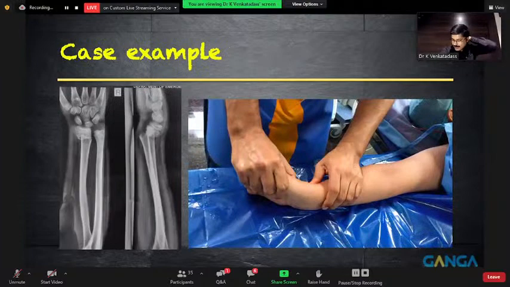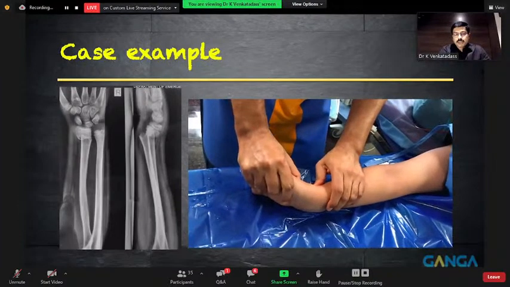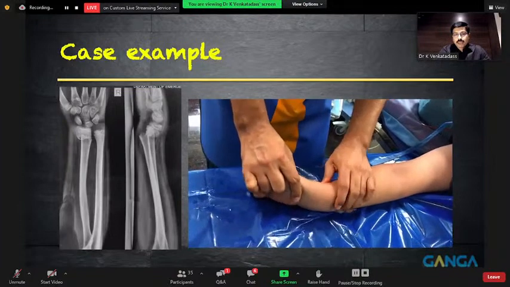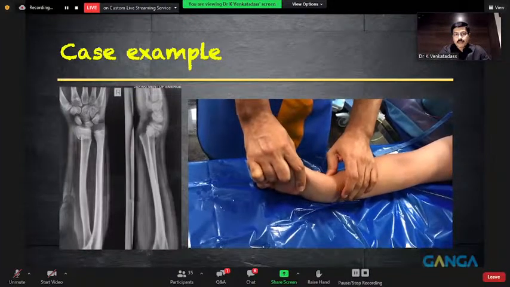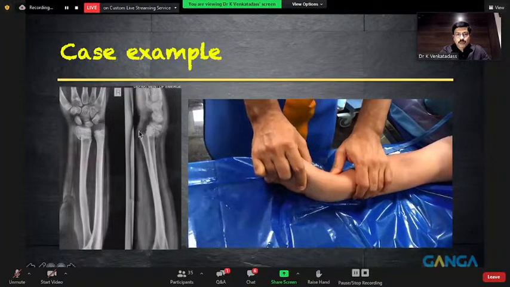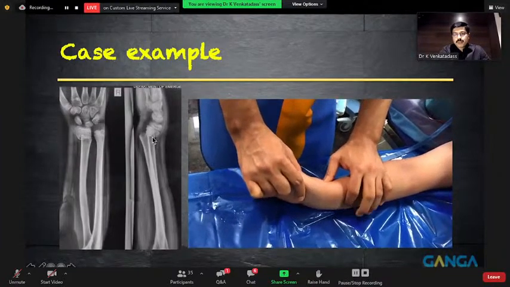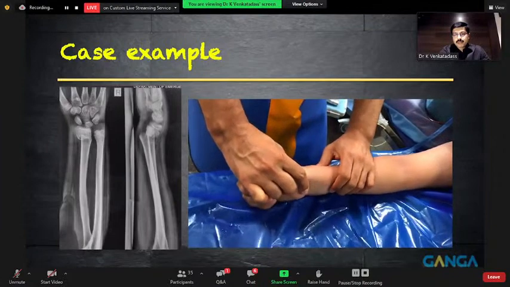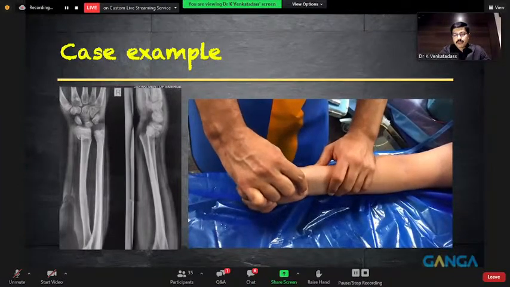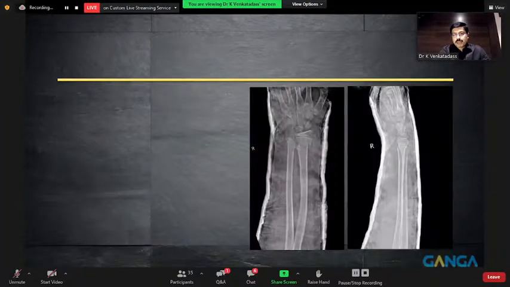So this is one such case example of a 12-year-old boy, which we reduce. That's how you exaggerate the deformity, and with the thumb, I am just trying to walk this fracture over here, and gently with the thumb you flex the distal fragment to get the reduction. Once you get the reduction, then you apply a cast. This is the same patient in whom we applied a good cast, which will go on to heal well.